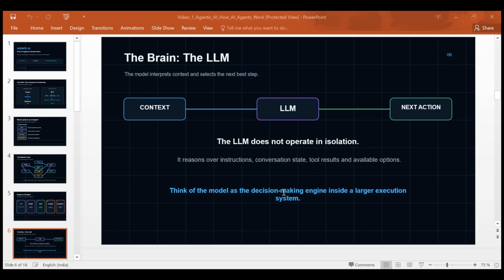An important thing is the model may receive much more than the user's original message. It can reason over system instructions, conversation history, retrieved knowledge, previous tool results, and the available tool definitions. The agent runtime converts that reasoning into actual execution. So when we say an agent is intelligent, we are really describing an interaction between the model and the surrounding execution environment.